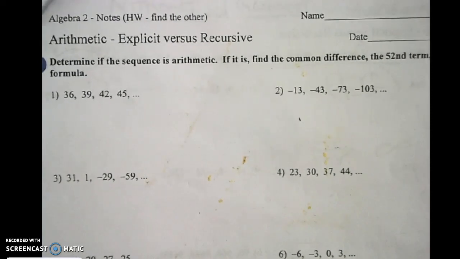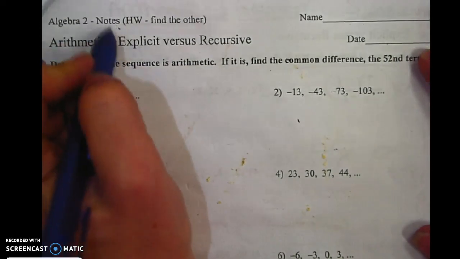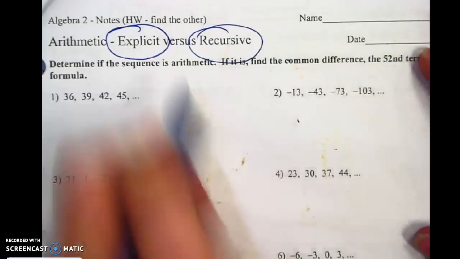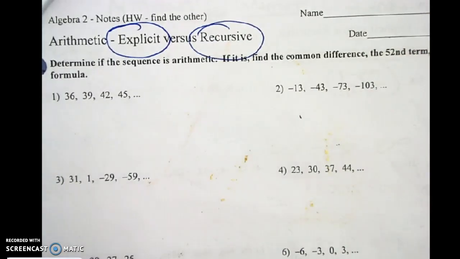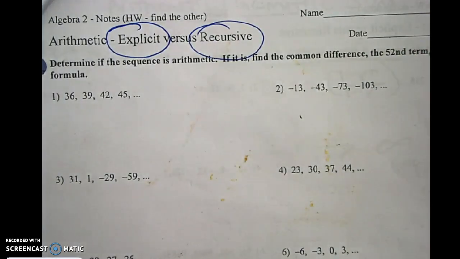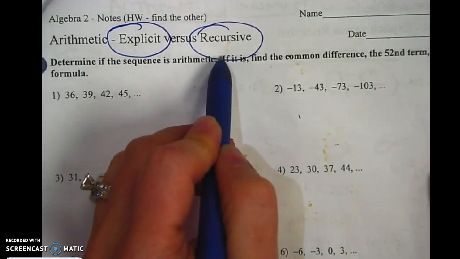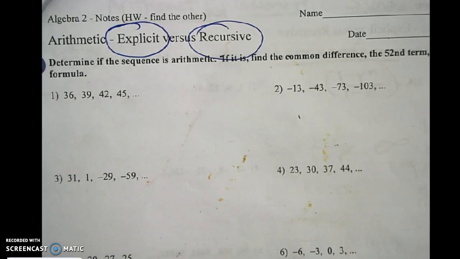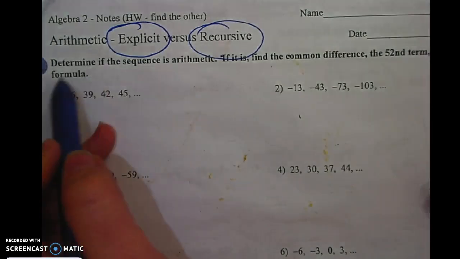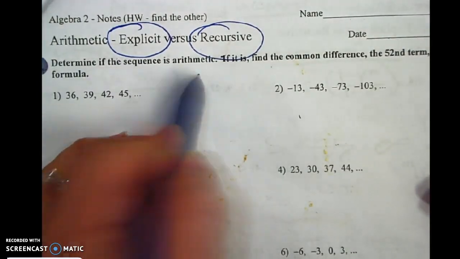So we're going to be doing what you already know a little bit about, but we're going to distinguish between explicit and recursive. Remember, explicit means if I wanted the 52nd term, I could find it. But if it's recursive, I have to get the 51st term first. Okay? So first, what they want us to do is determine if the sequence is arithmetic.